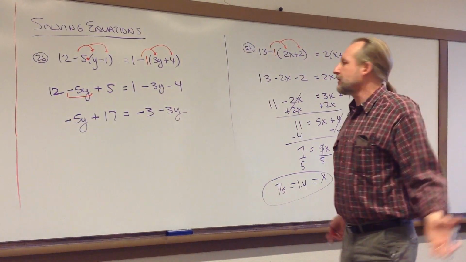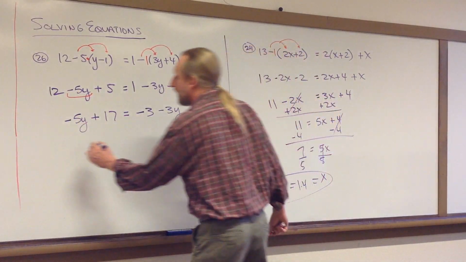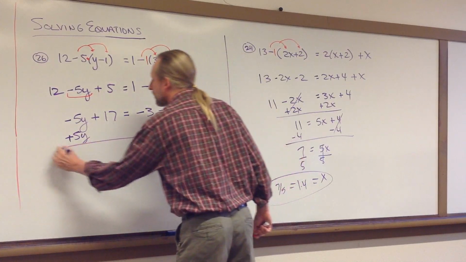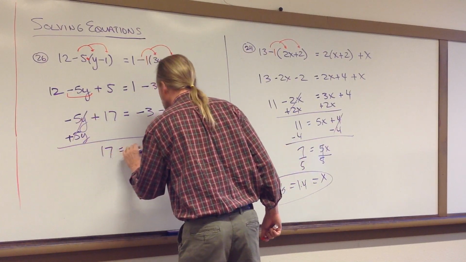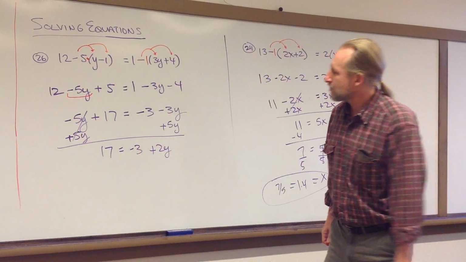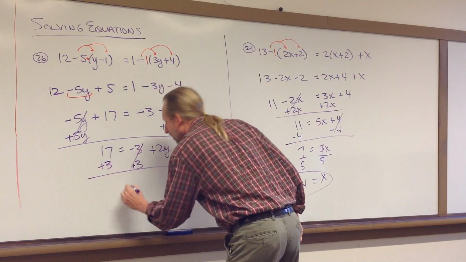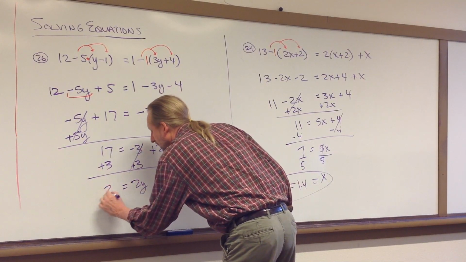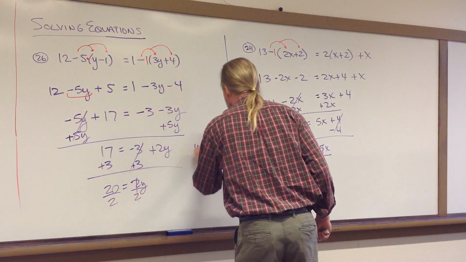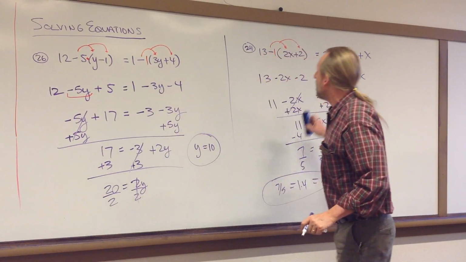Now you've got a choice. You can move this over here, or you can move this over here. Either one is correct. I'm going to add 5y to both sides. That'll give us 17 equals negative 3 plus 2y. And then add the 3 over here, and that'll give us 2y equal to 20. Divide on both sides by 2, and we come out with a nice answer, y equals 10.